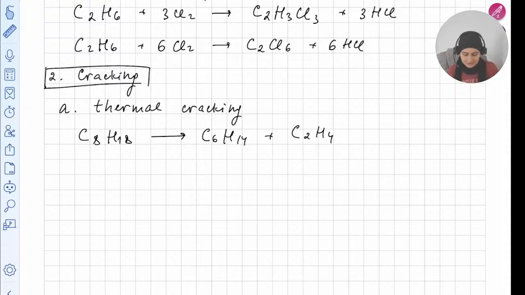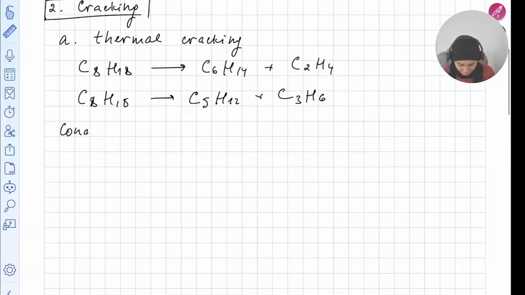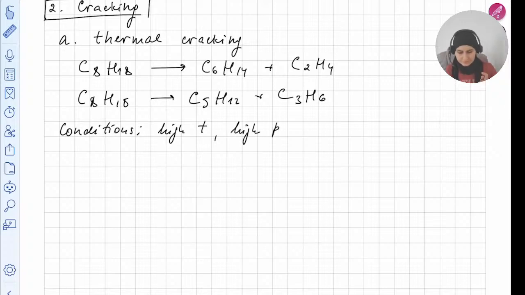You could do something else. You could write the same reaction in another way. So you could form, for example, C5H12, and then you'd form C3H6. That's an alkene, right? So you form an alkane and an alkene and sometimes hydrogen. Conditions for thermal cracking. Let's write conditions: high temperature and high pressure. Next one is catalytic cracking.